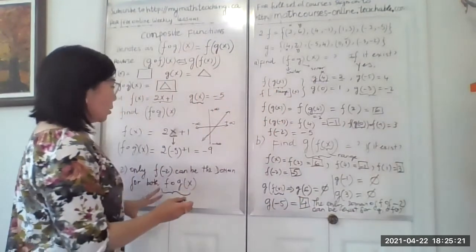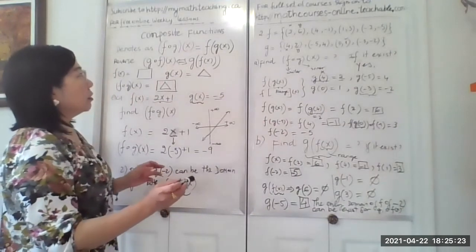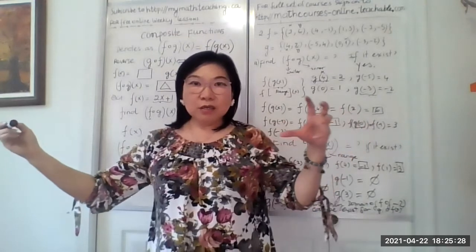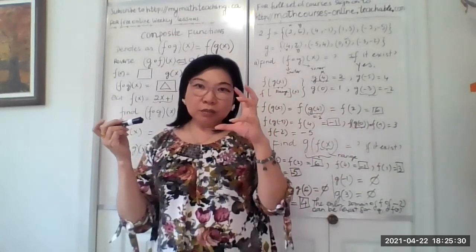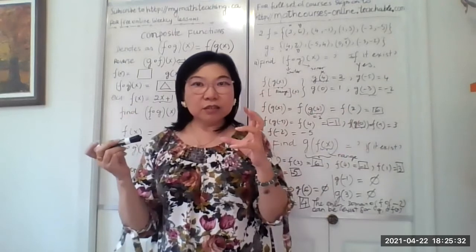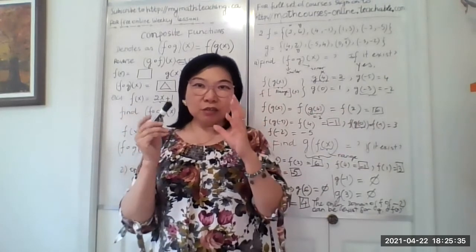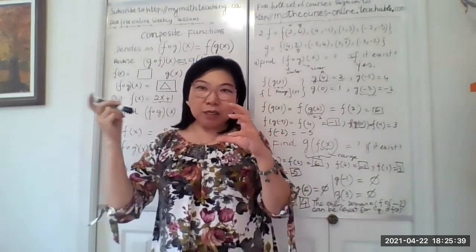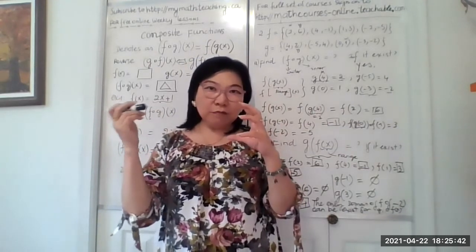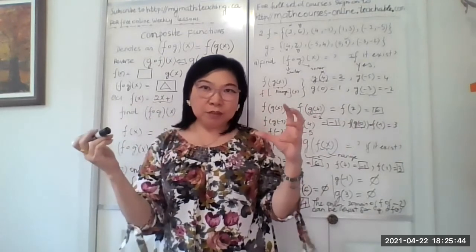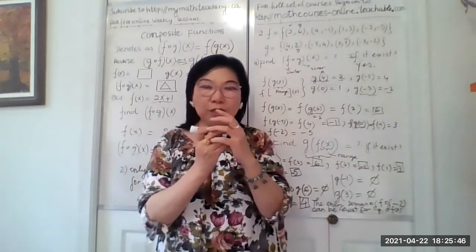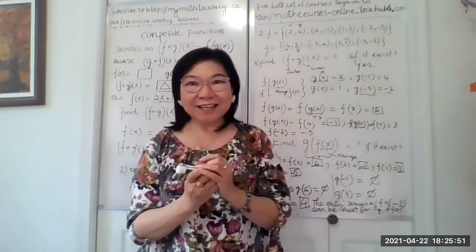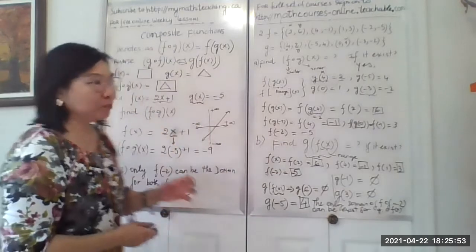Now, basically, if the domain of the inner function is too large, and the domain of the outer function is restricted by a small number, then some of the domain of the inner function will be out of range. You cannot put it in, and you cannot have a composite function as it. Basically, that is the idea, right?